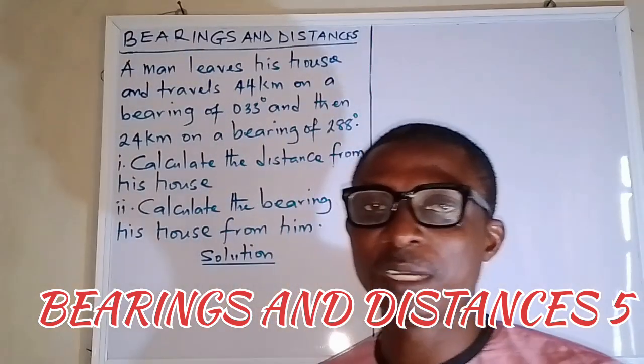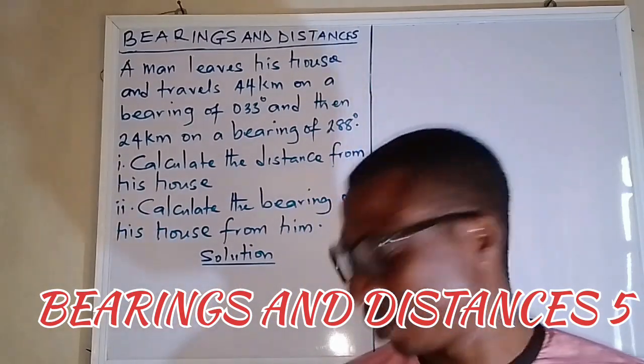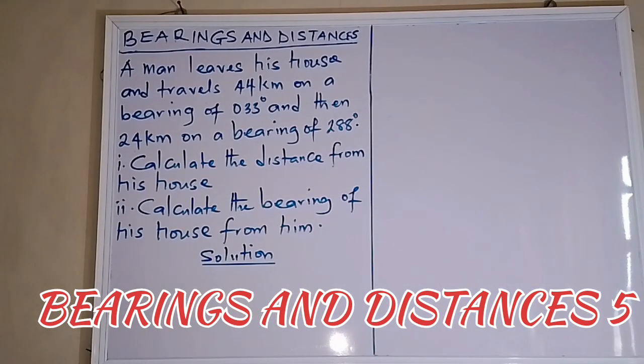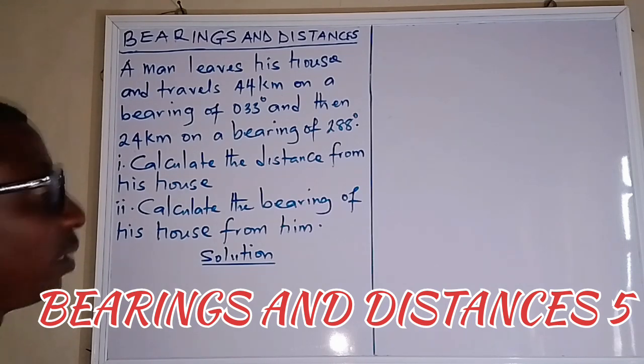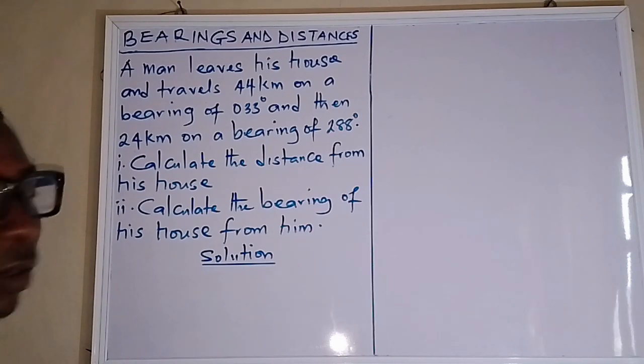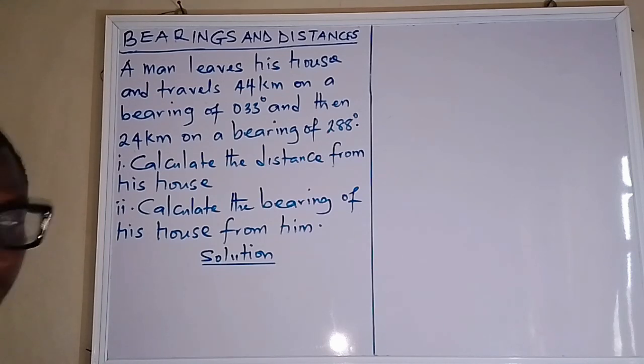Let's solve this problem under bearings and distances. A man leaves his house and travels 44 kilometers on a bearing of 33 degrees and then 24 kilometers on a bearing of 288 degrees. Calculate the distance from his house, and calculate the bearing of his house from him.